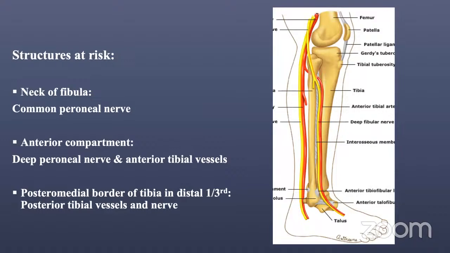And these are the structures at risk that we need to know. Around the neck of the fibula, there is the common peroneal nerve. In the anterior compartment, we have the deep peroneal nerve and anterior tibial vessels, which run close to the interosseous membrane in the proximal half. But as we move distally, they start moving anteriorly. They are placed on the anterior surface of the distal tibia. And over the posteromedial border of the tibia in the distal third, there are posterior tibial vessels and nerves.